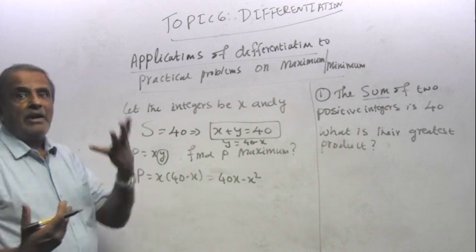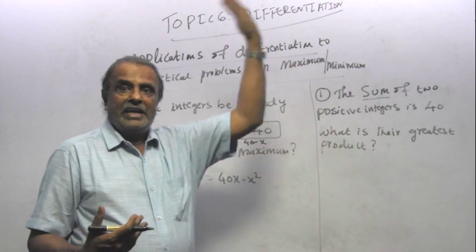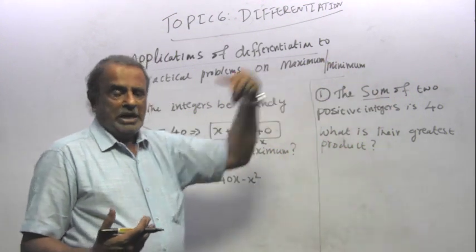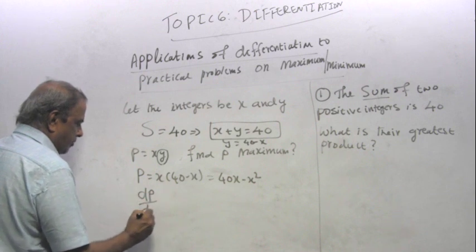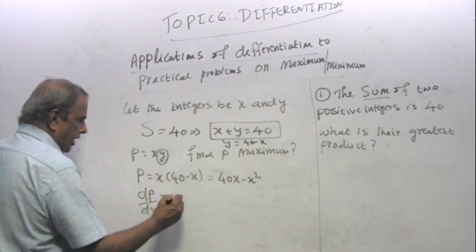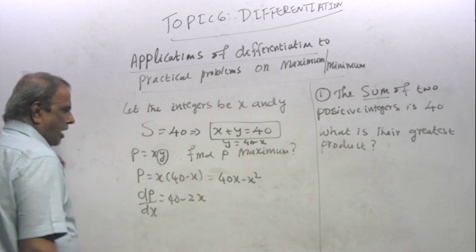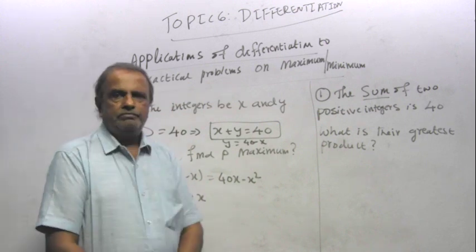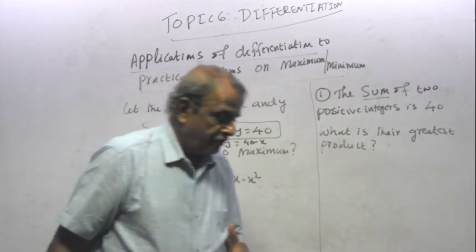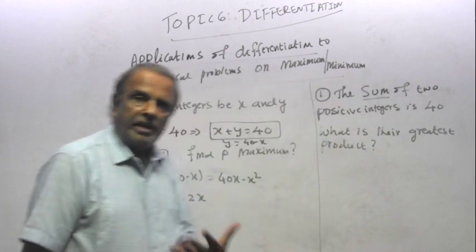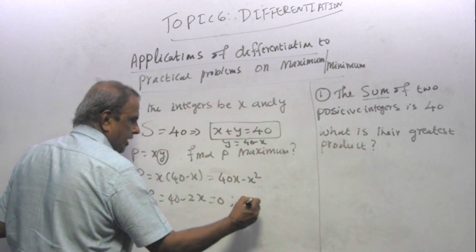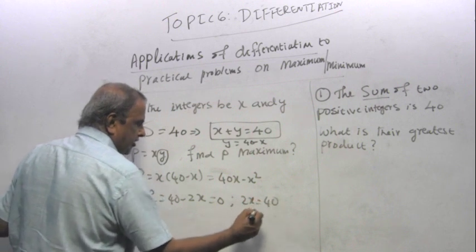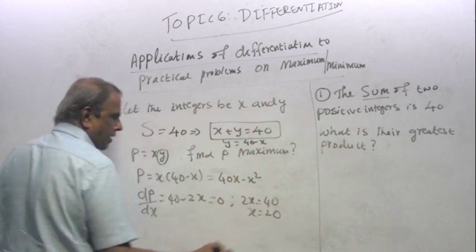Now that I only have a p and an x, I can use maximum minimum. So what do I do? dp by dx equals 40 minus 2x. How do you find maximum minimum? Find dy by dx, equate it to 0, find x. 2x equals 40. x equals 20, right?